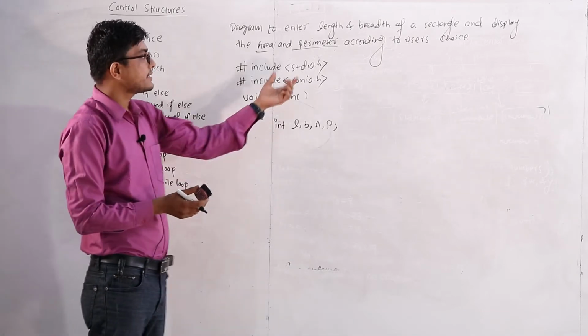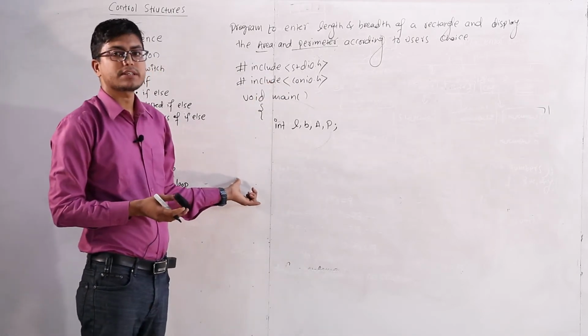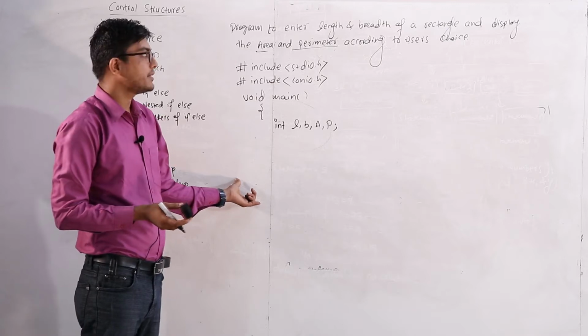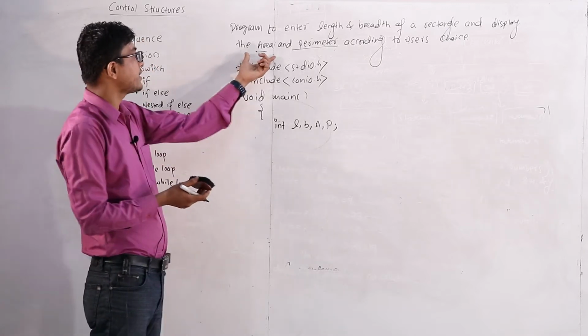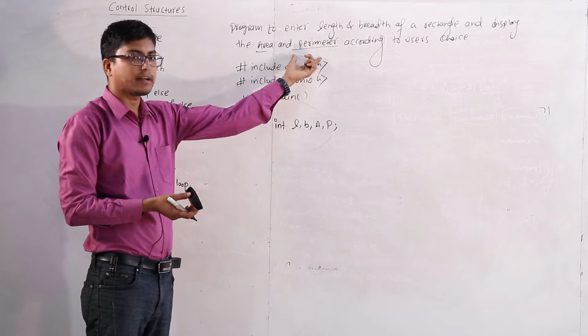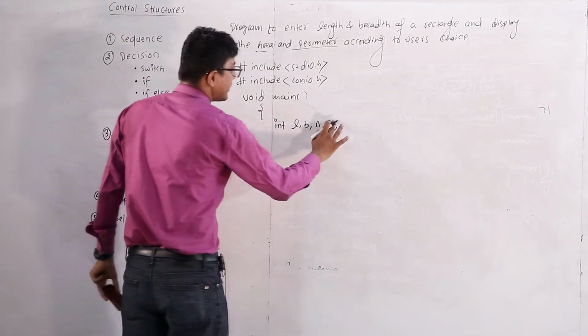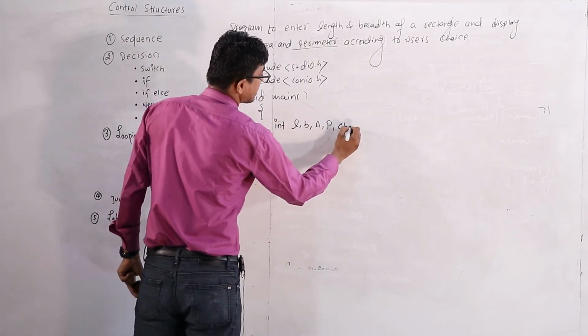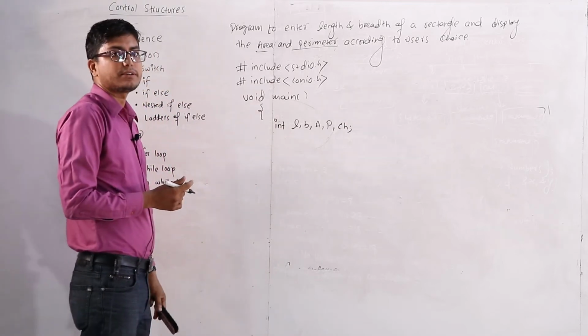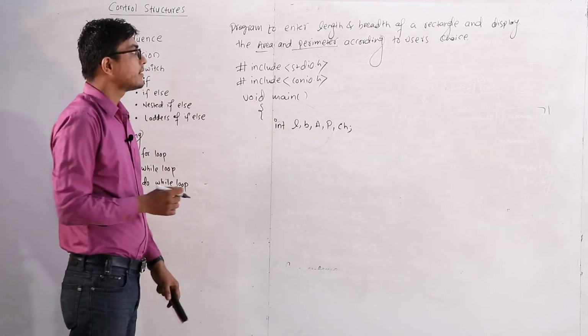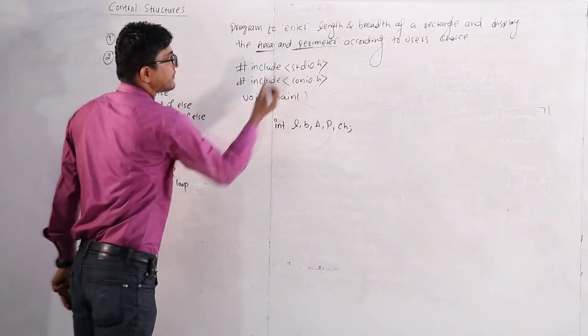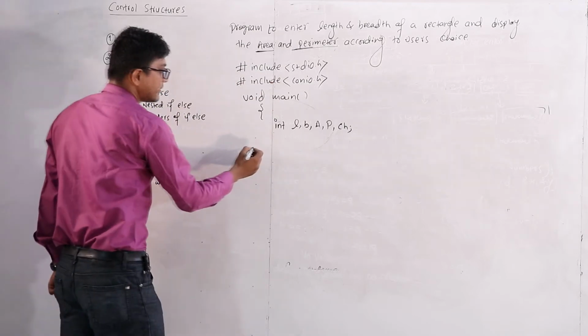And this is a menu driven program. You have to give the user a choice. It means what the user wants to find out, the area or the perimeter. So you write one ch or choice variable also, because the user has to choose which should be displayed, area or perimeter.